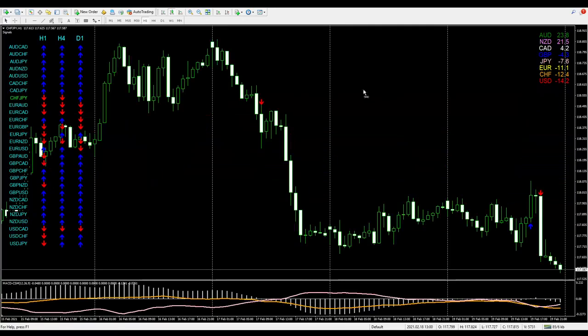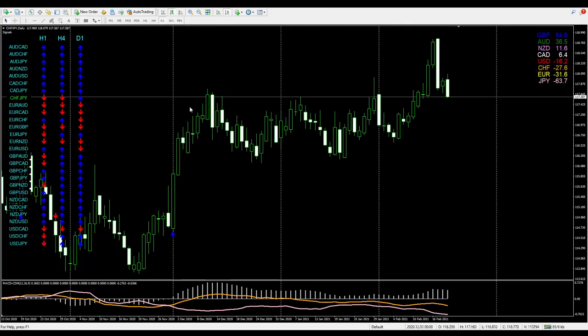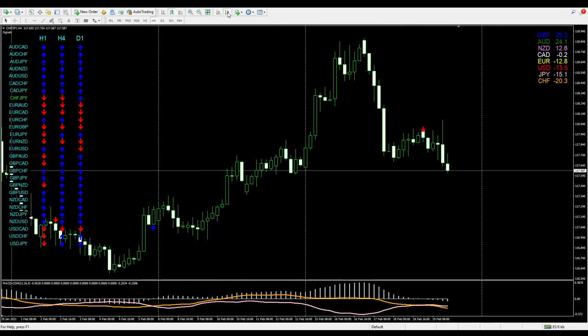For CHF JPY, as we can see, the D1 time frame is a buy signal, which means we would be taking only buy signals for CHF JPY, but H4 is sell, which means we can't really take any trades for CHF JPY because the two signals on these time frames are not the same.